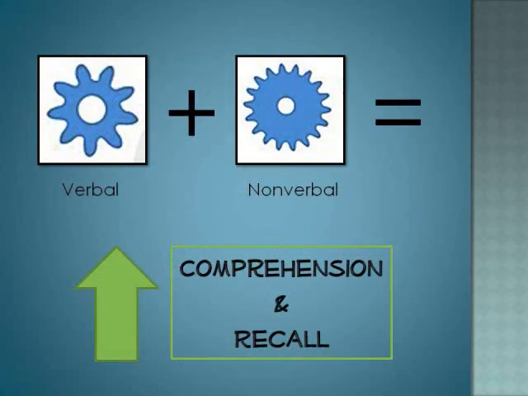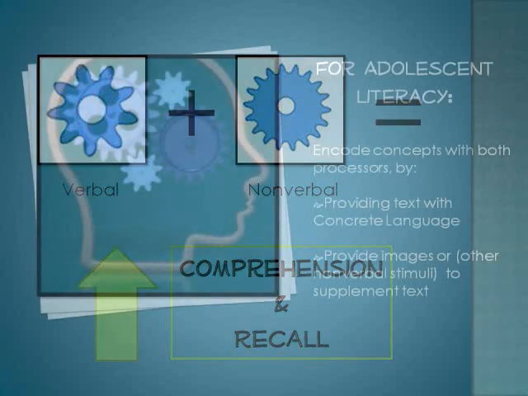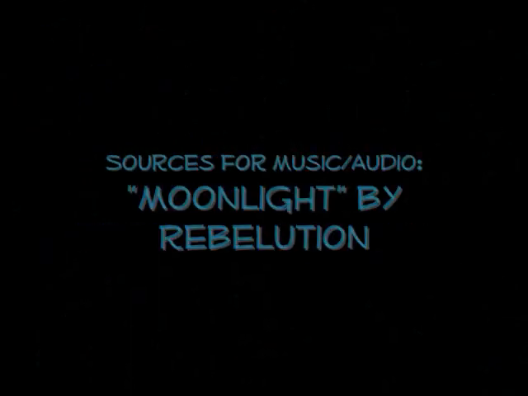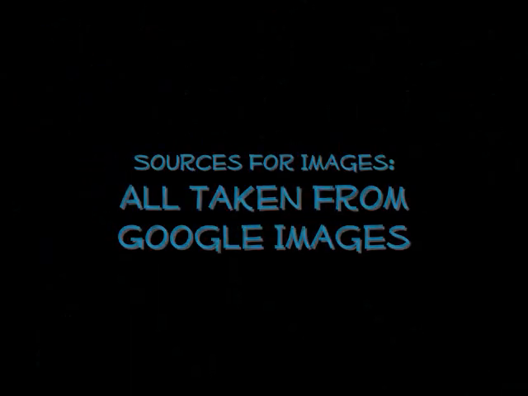So when applied to the educational setting, Paivio's findings suggest that learning is most successful when the student is using both processors to construct knowledge. That is, comprehension and recall both increase. When teaching adolescent literacy, be sure to provide opportunities for concrete language and nonverbal stimuli. Just think: in the 3 minutes you've been viewing this video, your brain has encoded the dual coding theory twice, simultaneously.